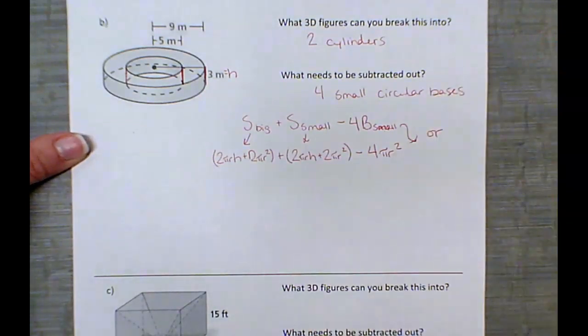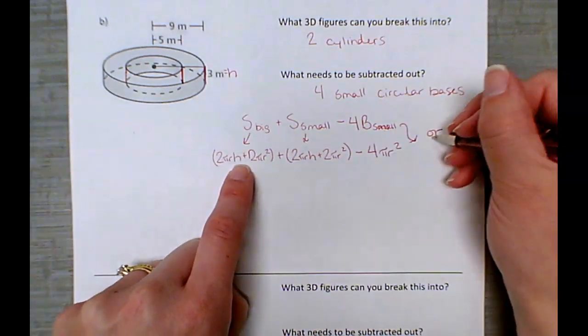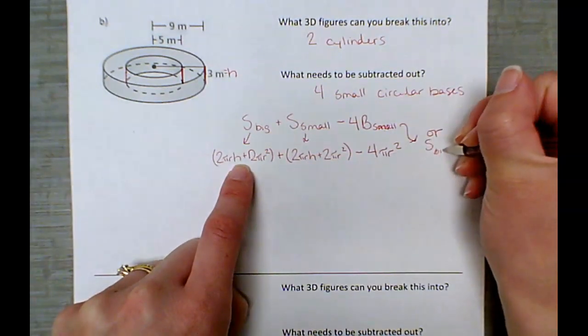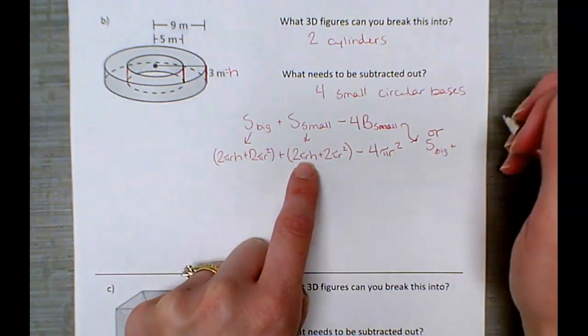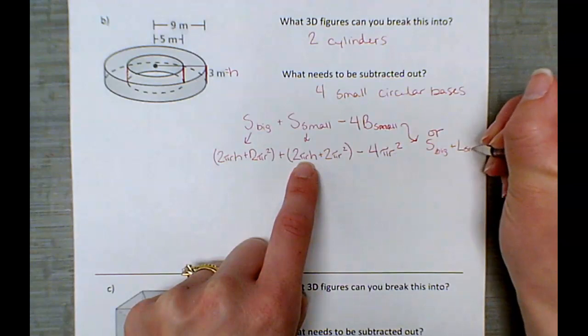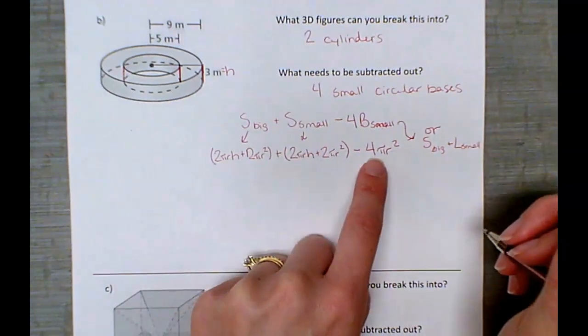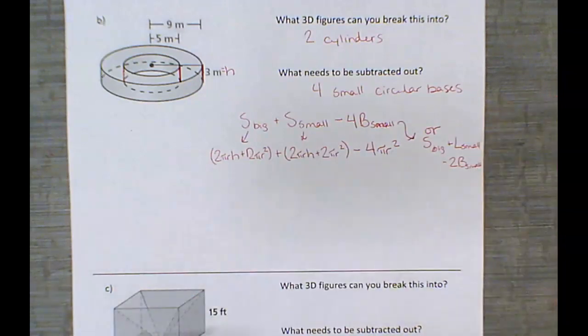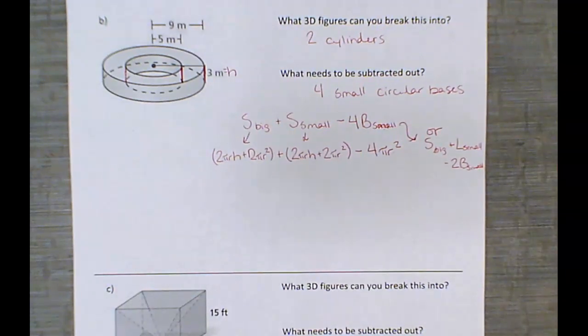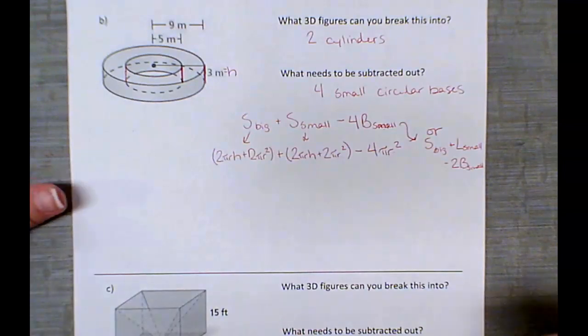you can recreate this formula to be the surface area of the big cylinder plus the lateral area of the small cylinder, and then minus 2 bases of the small cylinder. So if you want to rewrite your plan like that, that's totally fine. So let's go ahead and put some pieces in the right place.